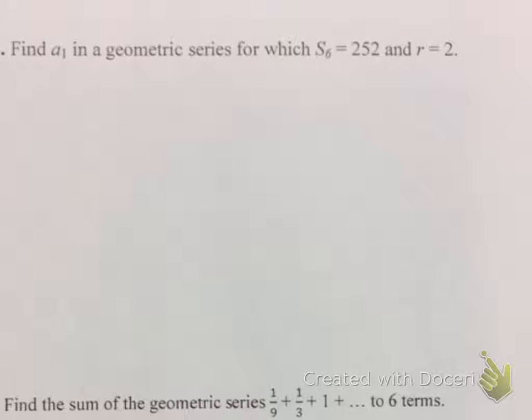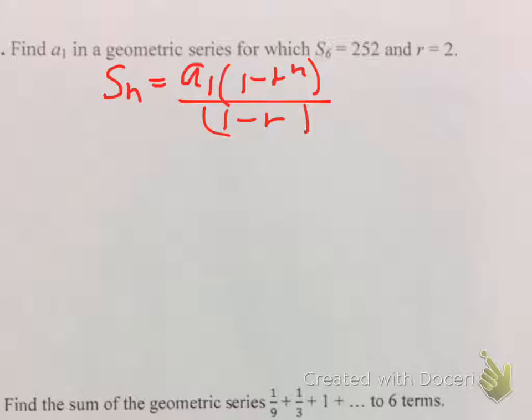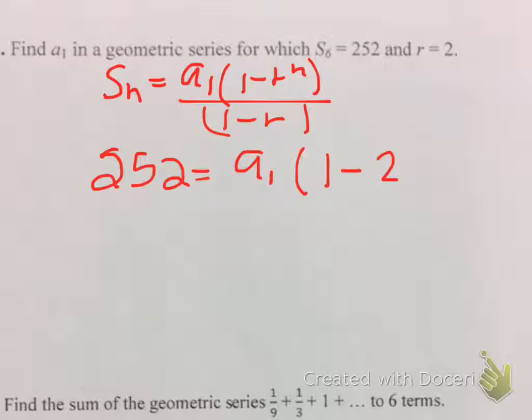Okay, this next problem asked me to find a1 in the geometric series. So this time we're still using that same formula, the sum of the numbers, and I'm just going to write down that formula for a minute so we don't forget what it is. Then I'm going to substitute in the information that I have. I know that the sum of my first 6 numbers is 252. I know I'm looking for my a1 value. So I'll have 1 minus 2 to the 6th power because the number of terms we have is 6, and then it will be over 1 minus 2.